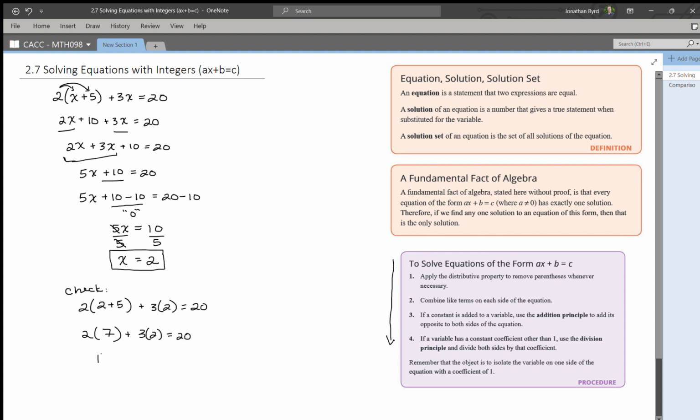2 times 7 is 14. And 3 times 2 is 6 equals 20. And you know what? I'm supposed to put a little question mark above the equals because I don't know that they're equal until I do my final check. 14 plus 6 is 20 equals 20, and yes, that check works out. So x equals 2 is the solution to the equation 2 times x plus 5 plus 3x equals 20.